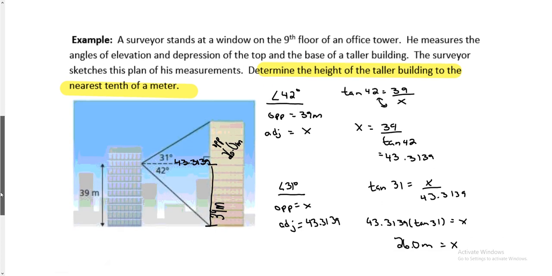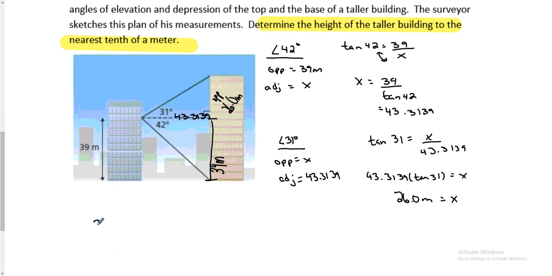So our total height of the building is 39 meters plus 26.0 meters to give us a grand total of 65 meters. You could write a sentence for this one. You don't have to. It's not technically asking a question anywhere. It's just telling you to do a thing.